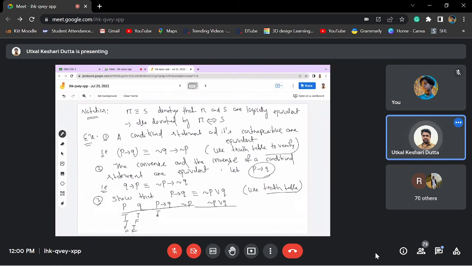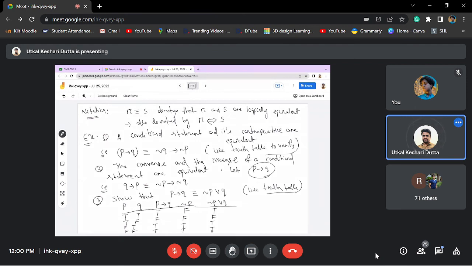What will be P conditional Q? True, true will be true. True, false will be false. For all other conditions, it will be true. Then negation P: P is true, true, false, false, so negation P is false, false, true, true. Then negation P disjunction Q: negation P is false, false, true, true and Q is true, false, true, false. That gives true, false, true, true.